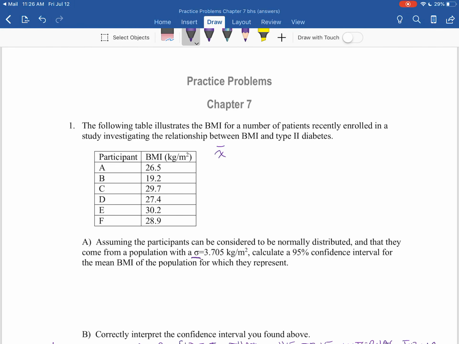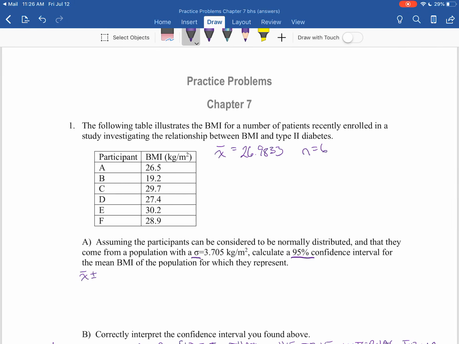So I'm going to come up here and give us our x bar from our BMI, which is going to be 26.9833, n equals 6. Down below, we want to calculate a 95% confidence interval, knowing now that we have a mean and a standard deviation. We can go from there to make a confidence interval.